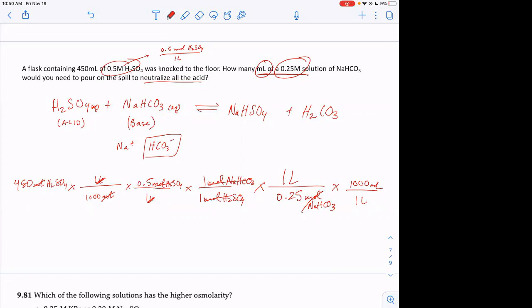So without the milliliters to liters conversions, this right here is what we're saying is the 3-part problem. Okay, step 1, step 2, step 3. But it looks longer because you got to convert from milliliters to liters and then back to milliliters. So 450 divided by 1,000 times 0.5 times 1 divided by 0.25 times 1,000.